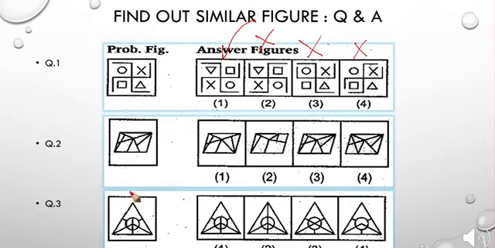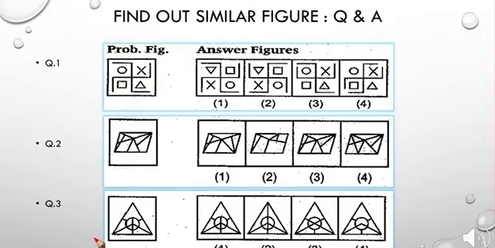So the option we have now is option 1 only, and we need not go further because we found the answer in the first attempt itself. So the answer for question number 1 is 1. Now let's go to question number 2.